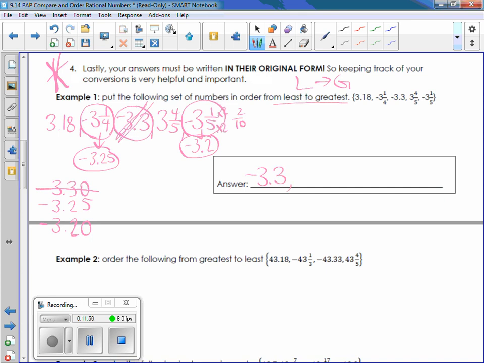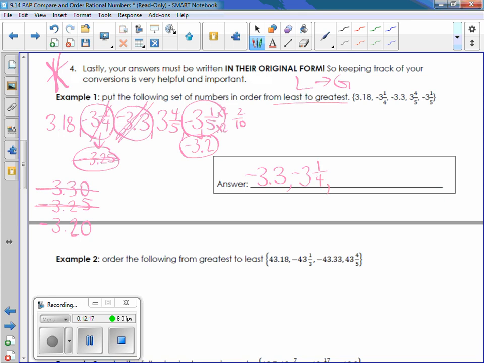Now, what's my next smallest number? You can just say it. The -3 and 25 hundredths. So then I'm going to cross it out here. I find it up here, and its original form is the -3 and 1/4. You see how that helps me stay organized? Yeah? So then we have the -3 and 1/4.